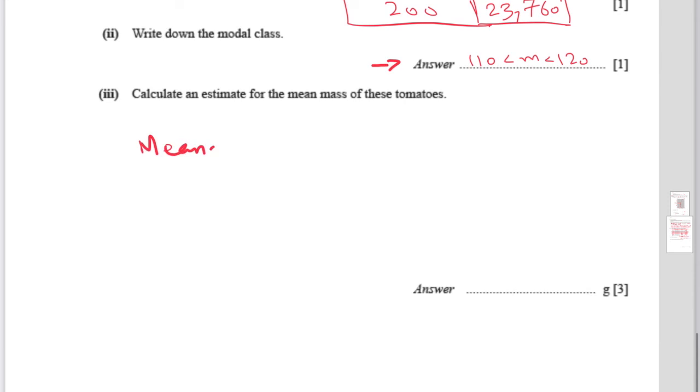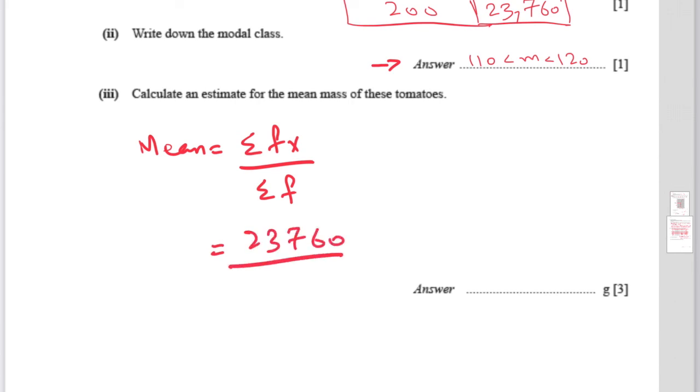Now let's calculate the mean. So the mean would be the sum of fx divided by the sum of f. The sum of fx is 23,760 divided by 200. That gives us 118.8. So that is your answer, 118.8. I hope this question made sense.